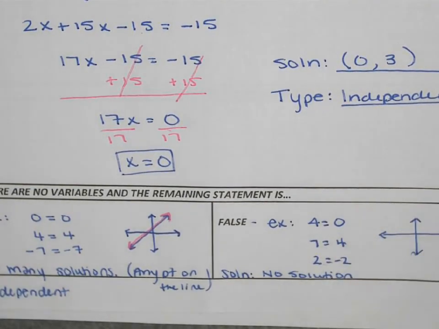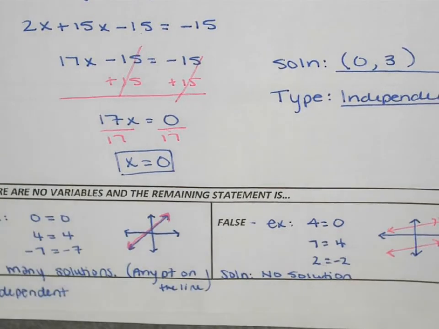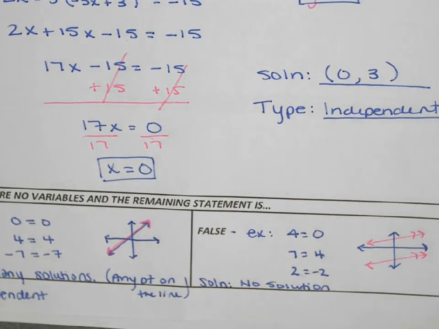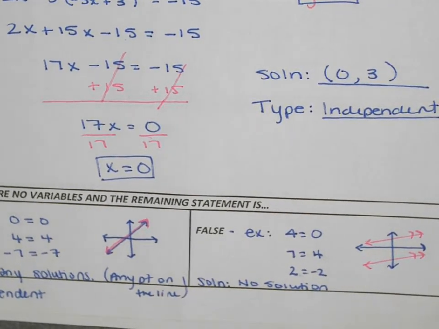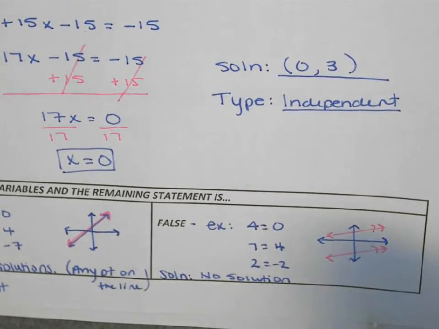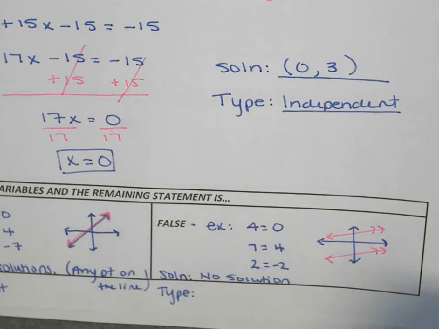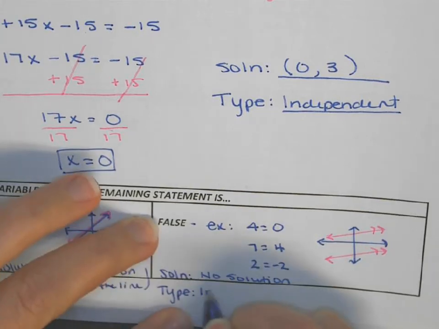That's when you have the parallel lines. So that's if you have two lines that are parallel. I'll draw those parallel. Okay, and the type is then what? Inconsistent. Very good.